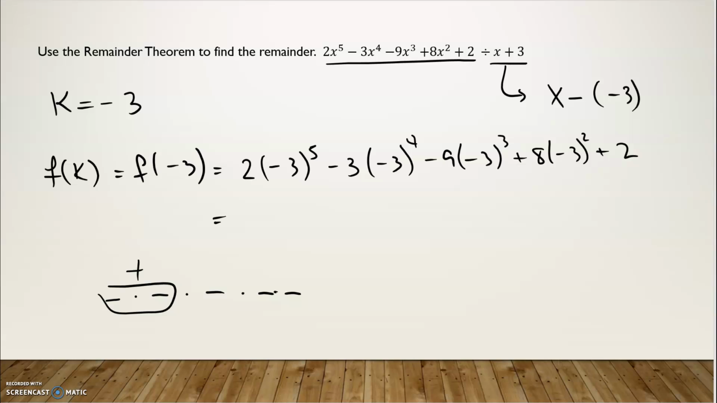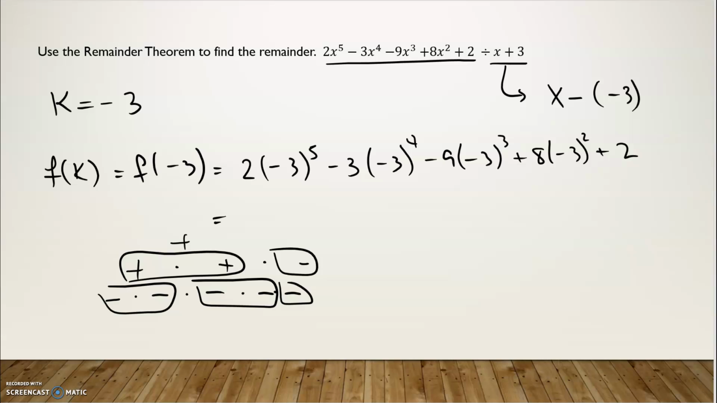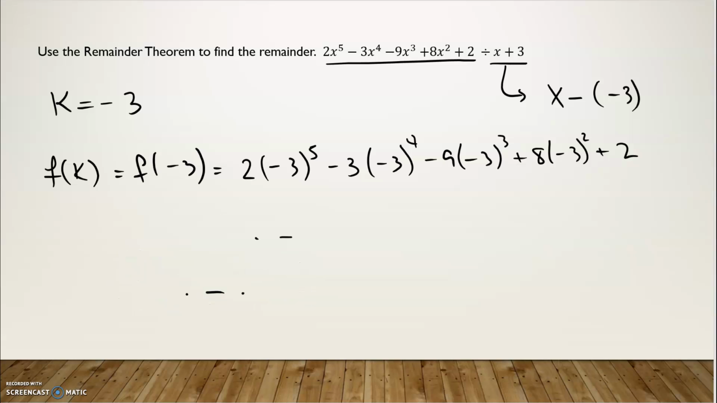Two negatives make a positive, so I'm going to leave that negative there. Positive times a positive gives you a positive, and a positive times a negative will give you a negative. So we have a negative there. Basically, if it's raised to an odd number, it's going to be negative. If it's raised to an even number, it will be positive, if you've got a negative sign in there. So this will be 2 times a negative number, because it's an odd number right here.